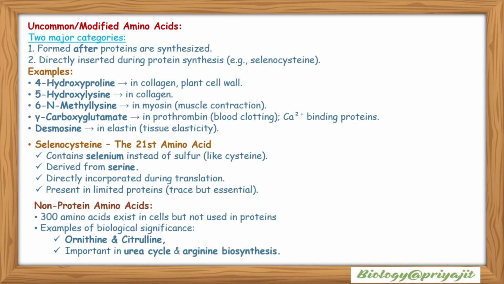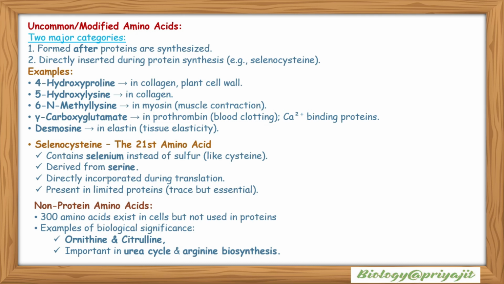So now we know about the uncommon or modified amino acids. There are two major categories: those modified after proteins are synthesized, and those directly inserted during protein synthesis such as selenocysteine. For example, 4-hydroxyproline found in collagen and plant cell wall, 5-hydroxylysine found in collagen protein, 6-N-methyl lysine found in myosin protein for muscle contraction, gamma-carboxyglutamate found in prothrombin responsible for blood clotting, a calcium binding protein, desmosine found in elastin for proper tissue elasticity.